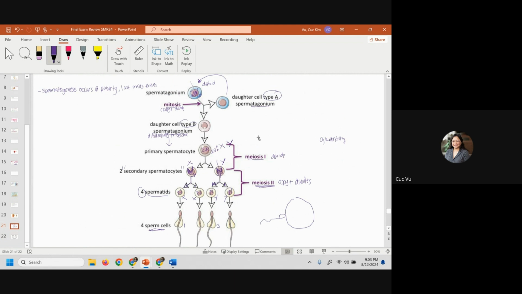What's another way of saying that? Another way of saying that is that in oogenesis, the end result is one egg that's released per month. Whereas in spermatogenesis, it's always going to result in 4 sperms. Why? Because the egg undergoes polar bodies where the sperm cells do not. Okay, what's another difference?